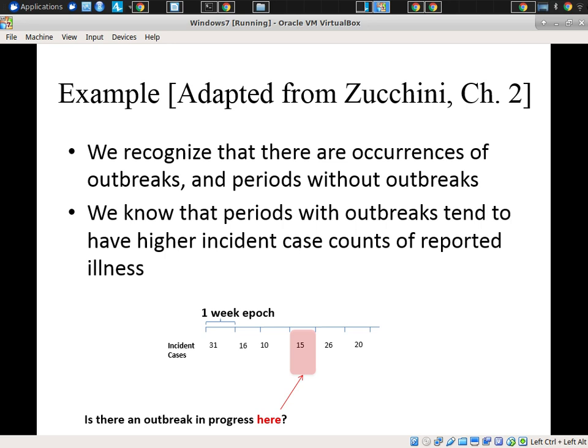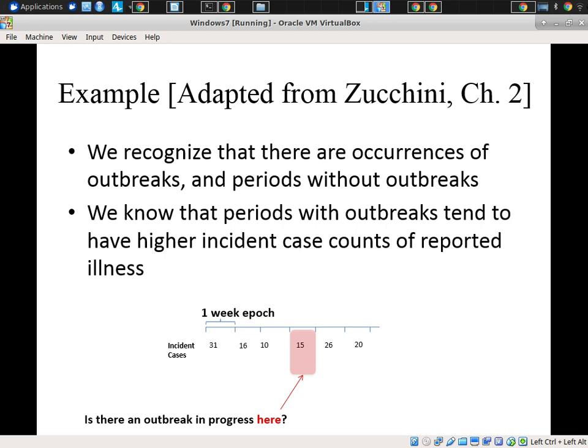So the idea here is, look, there are periods with outbreaks and without outbreaks. We consider a week at a time, and we know that periods with outbreaks tend to have higher incident case counts or reported illness than those without an outbreak. And here we're going to want to try to determine, this week, was there an outbreak in place? And this week, was there an outbreak? And notice how I'm phrasing that in kind of a fuzzy way.